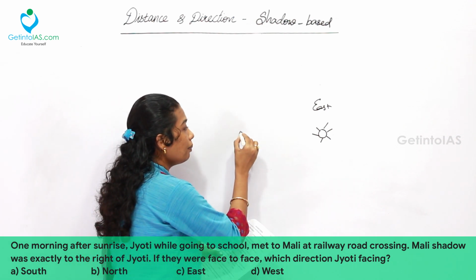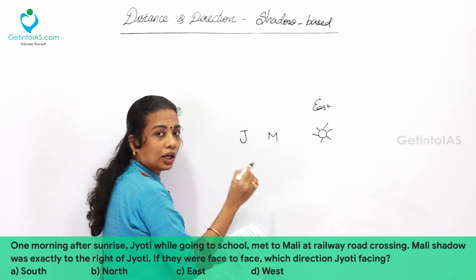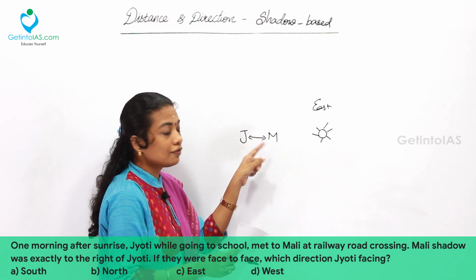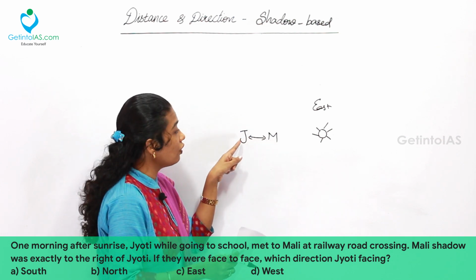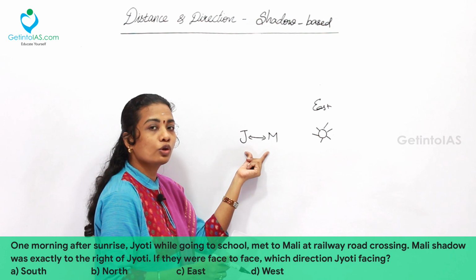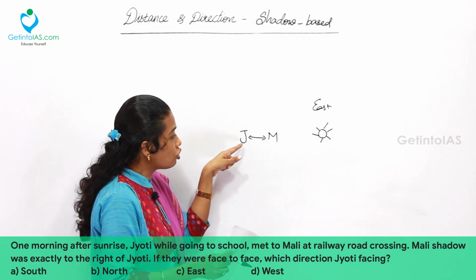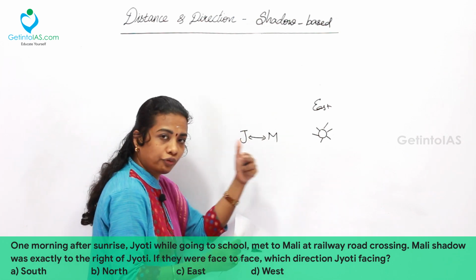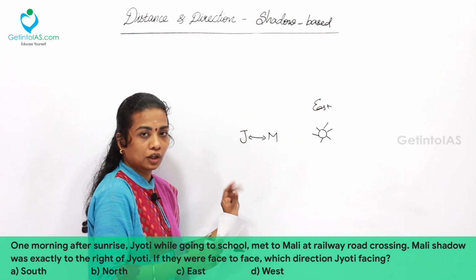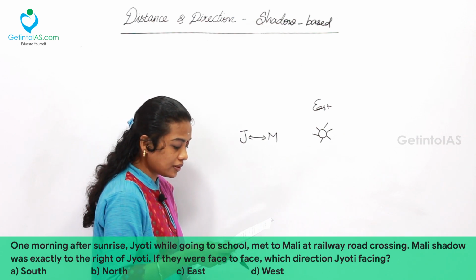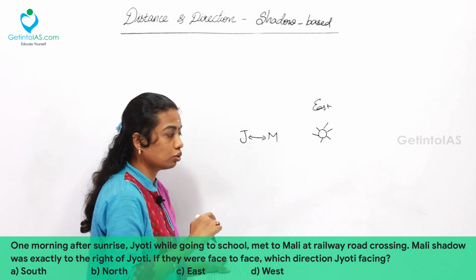So, Jyoti met Mali, which means they are facing each other. If she is facing east, then the other will be facing west. East and west are opposite directions. Like that, you will have to take this statement. So Jyoti met Mali means Mali and Jyoti are face to face. That is the position of them. Then the next thing, at the railway road crossing, Mali's shadow was exactly to the right of Jyoti.